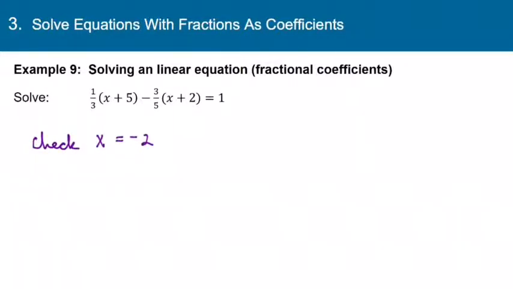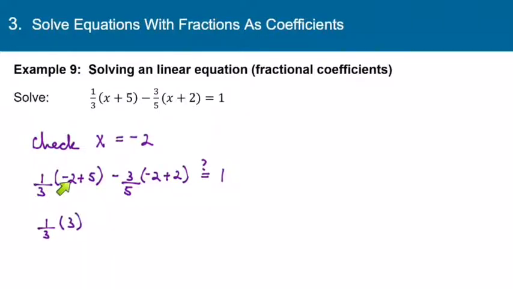And now let's check that solution together. So we'll put negative 2 in place of x, so we'll have 1/3 times negative 2 plus 5 minus 3/5 times negative 2 plus 2. We want to make sure that adds up to 1. Okay, down here, negative 2 plus 5 is positive 3. So that's going to give us 1/3 times positive 3. And then we have minus 3/5 times negative 2 plus 2, which is 0.